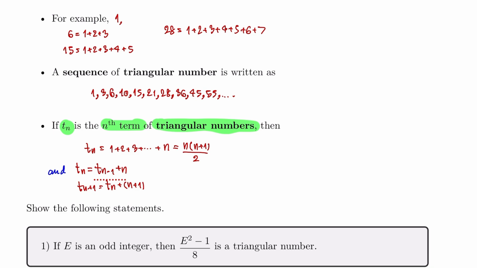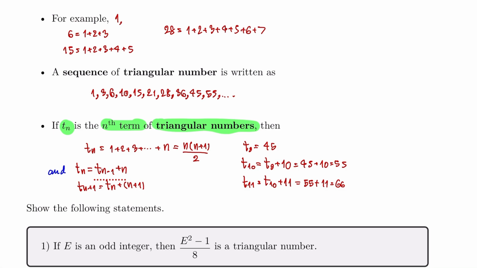Okay, for example, 45 is which term? 1 2 3 4 5 6 7 8 9, it is the ninth term, right? T9. Okay, to have the next term, you have to add 10 to T9, so you're going to have 45 plus 10, which is 55. Okay, the next term is T11, so you have to use the previous term and plus 11. So you're going to have 55 plus 11, which is 66.